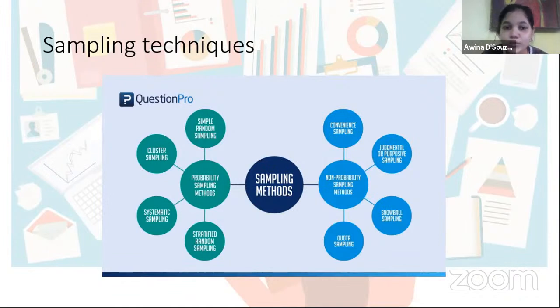Simple random sampling, as we said, can be based on the chit method, or it could be based on the lottery method. So you're drawing lots or you're drawing the samples based on these methods.